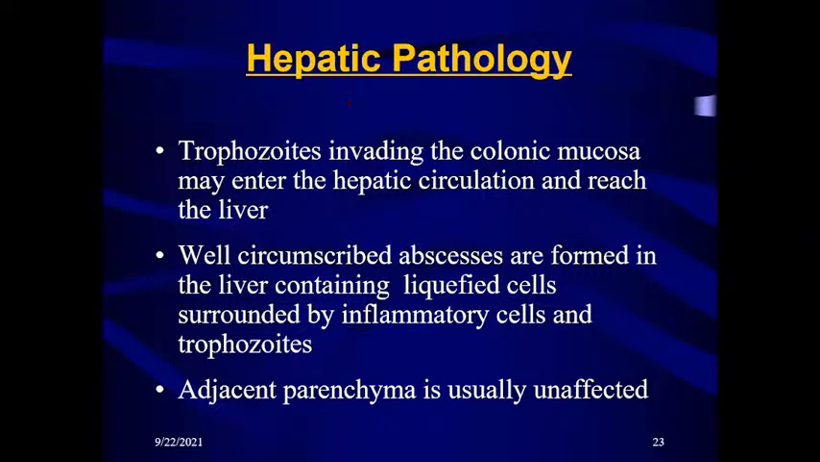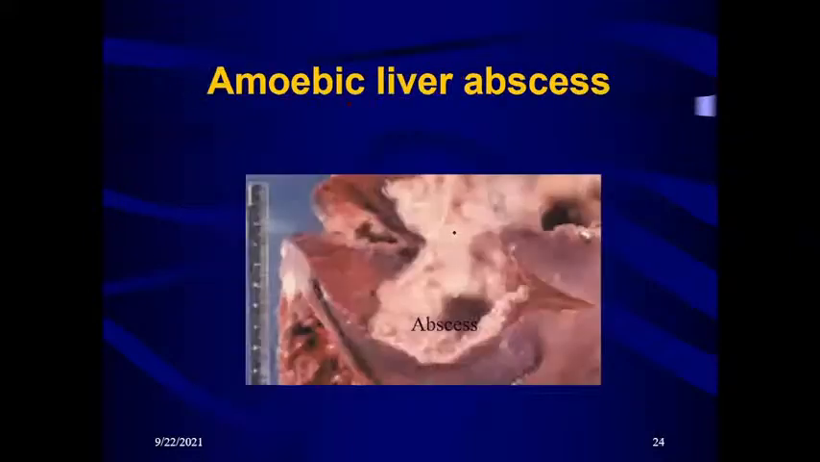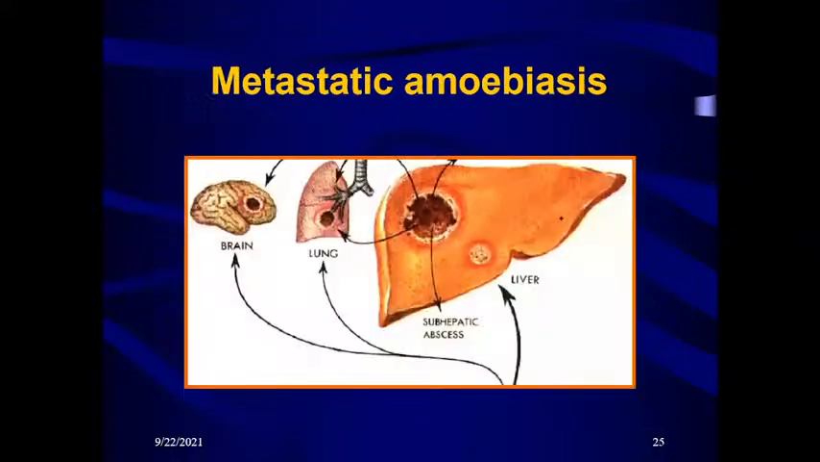Hepatic pathology: trophozoites invade the colonic mucosa, may enter the hepatic circulation and reach the liver, as we have seen before. Well-circumscribed abscesses are formed in the liver containing liquefied cells surrounded by inflammatory cells and trophozoites. Adjacent parenchyma is usually normal. In this liver and this abscess right here, you have multiple abscesses. Metastatic amoebiasis, as you can see, this is an amoebic abscess.